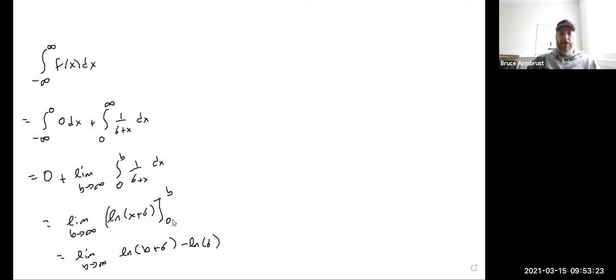All right, so here's the question. What happens to natural log of b plus 6 as b gets really big? Well, that is going to be infinity. You're absolutely right, Adam. This blows up. Because natural log just keeps growing. You look at the graph of that, it just keeps going up and up and up. So if that's infinite, that actually tells me that this diverges. But more importantly, I know this does not equal 1. So this is not a probability density function.